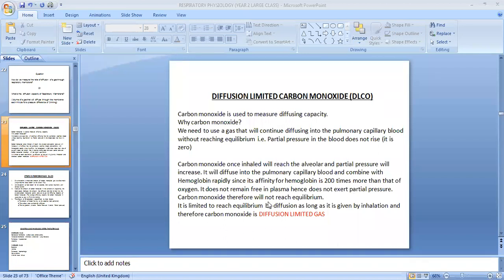There is no carbon monoxide hanging in the blood freely. It is limited in reaching equilibrium by the diffusion method as long as it is given through inhalation. Therefore carbon monoxide is a diffusion limited gas, limited in reaching equilibrium if given through the diffusion method.